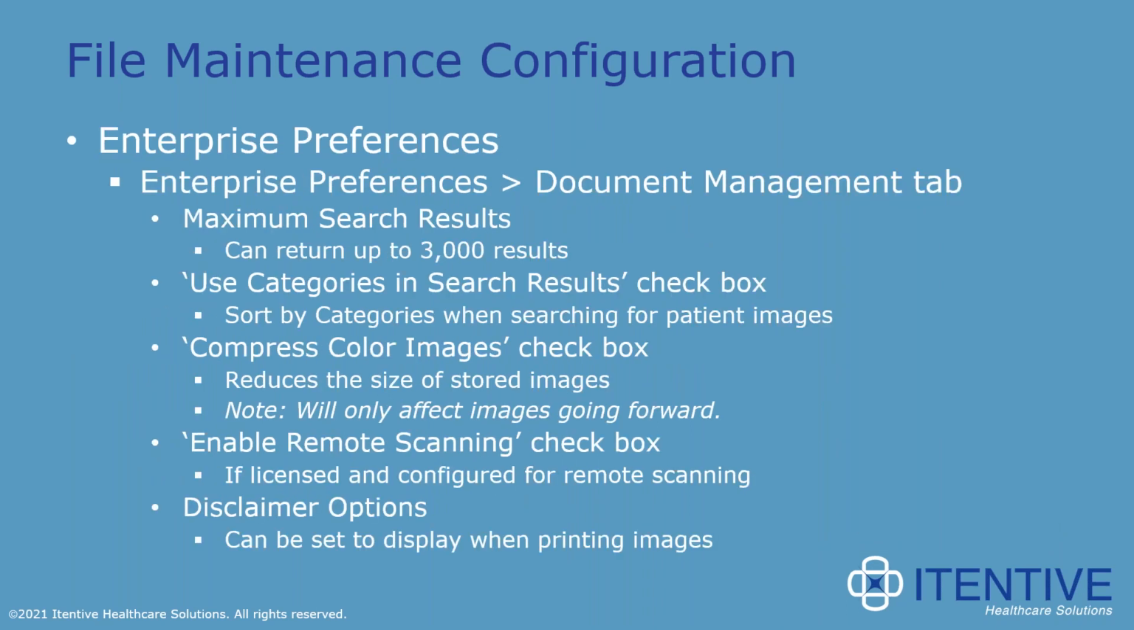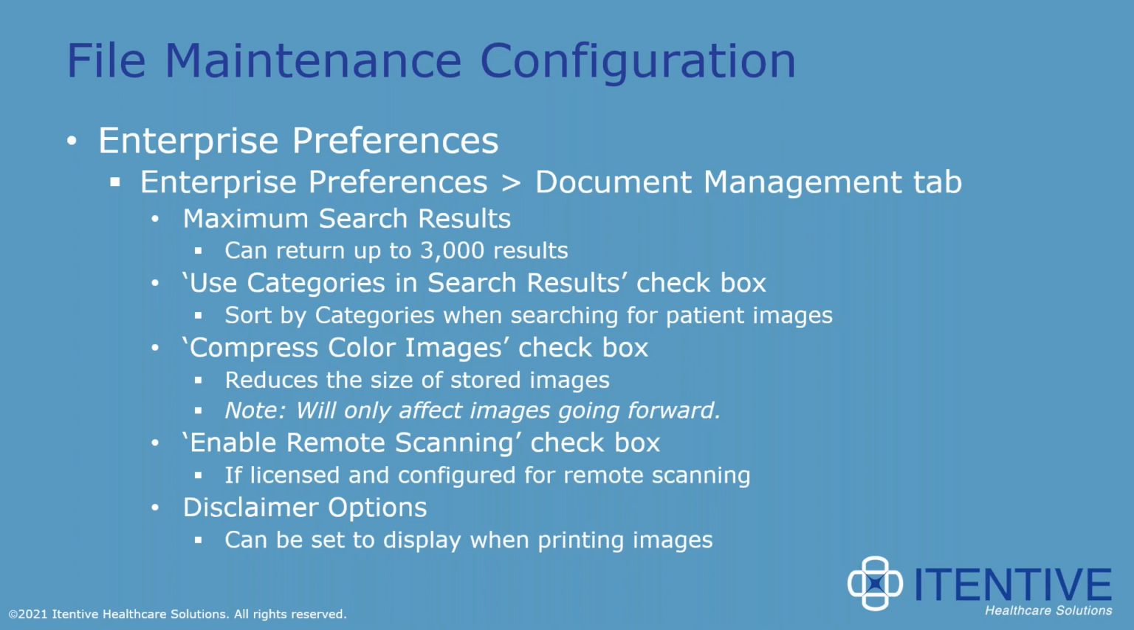At the enterprise level, there are several preferences that can be configured. One of these preferences can help to limit the impact of a broad search, if a user doesn't add a lot of search criteria in document management, on your system. This option for the maximum number of search results can be set anywhere from 100 to 3,000 results. It just depends on your organization's needs.